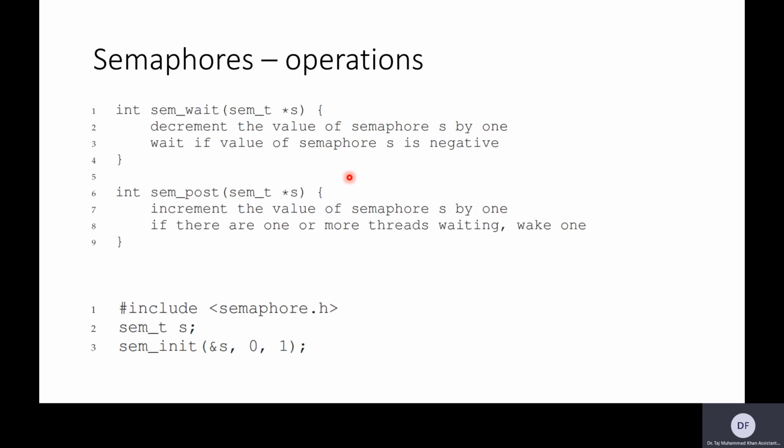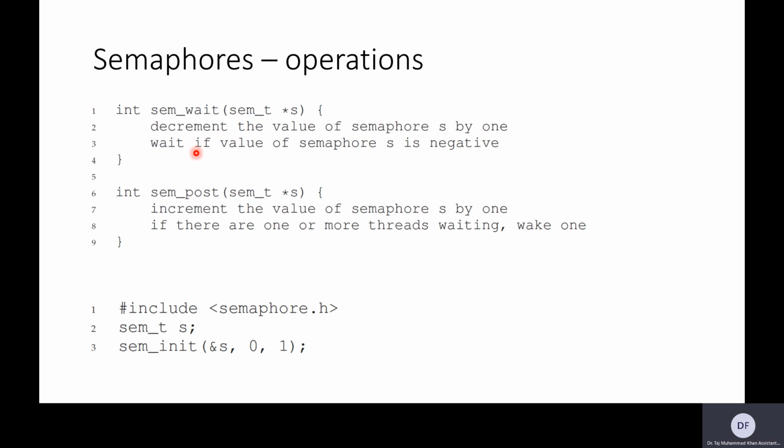Okay, so initially the semaphore will have some value. Usually it is a positive value. semWait will decrement that value by 1 and see if the value has become negative or not. Okay, so if the value has become negative, then it will put that thread to sleep and wait.